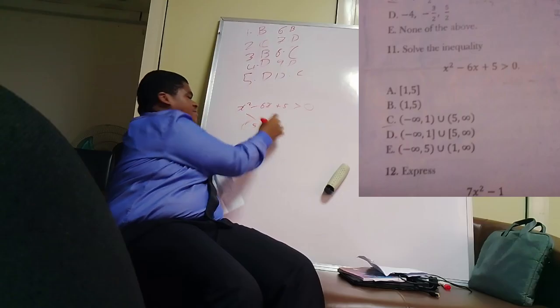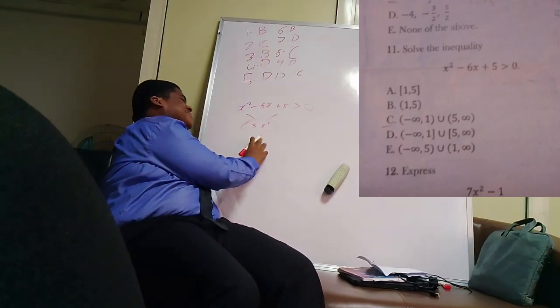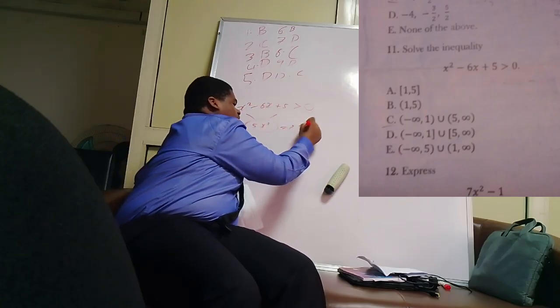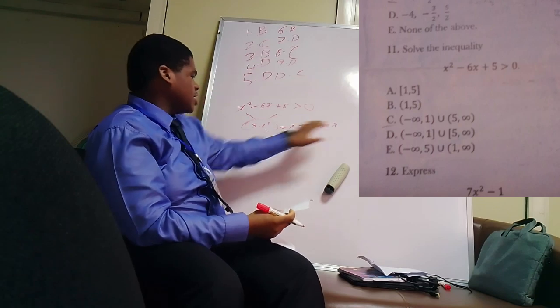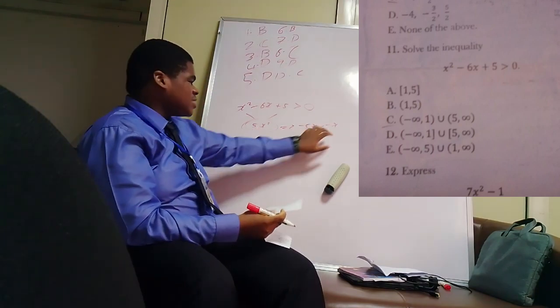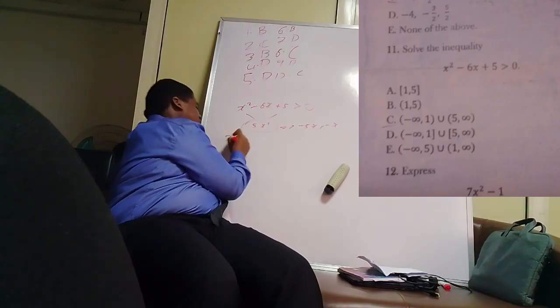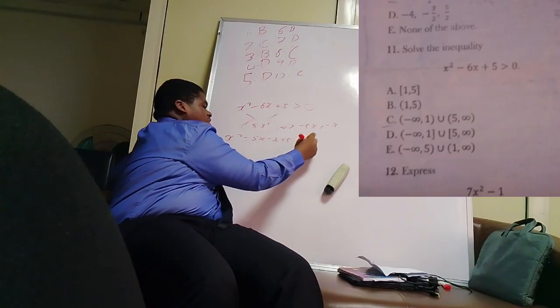So you have to find the factors that, when you multiply, you get 5x squared, and when you add them together you get minus 6x, and that will be minus 5x and minus x. Minus 5x and minus x will give you 5x squared. Minus 5x plus minus x will give you minus 6x. So these are the two factors. So now you have x squared minus 5x minus x plus 5 is greater than 0.